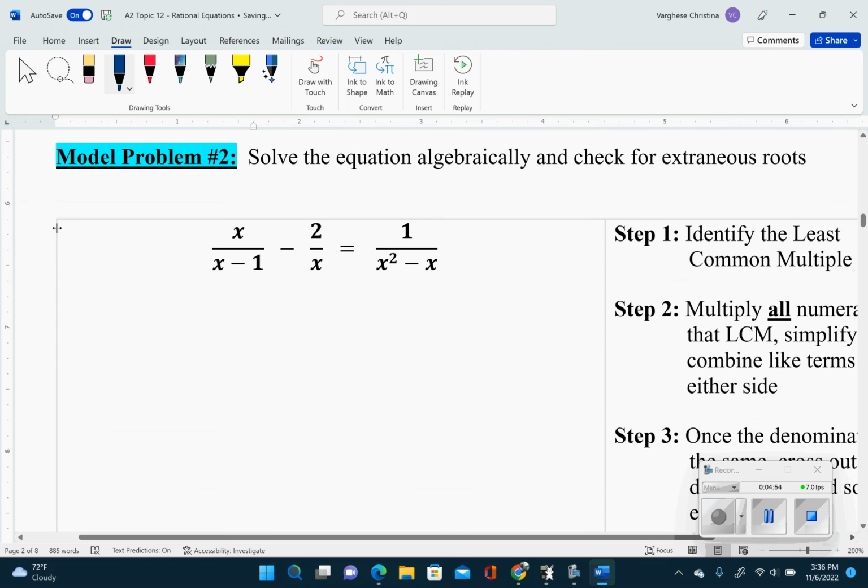This question for model problem 2 says to do this algebraically. So you can't just plug it into the calculator. If you do plug it into the calculator and you get x equals whatever, that would give you 1 point, which again, 1 point's better than no points, okay?